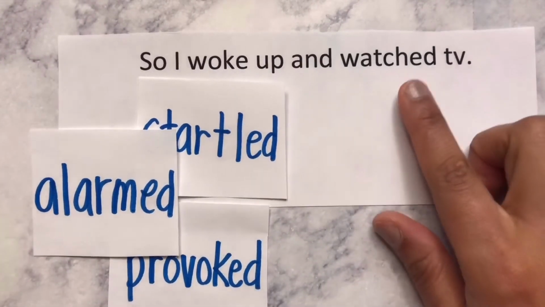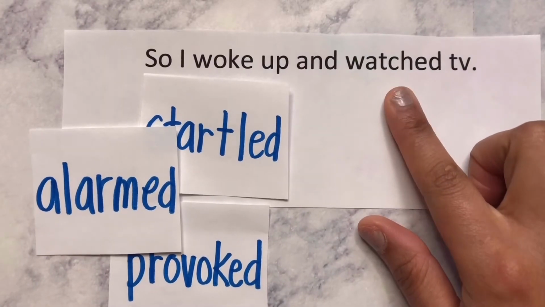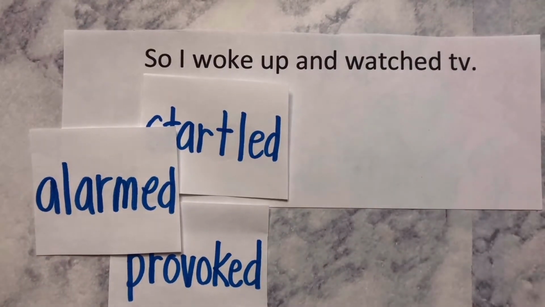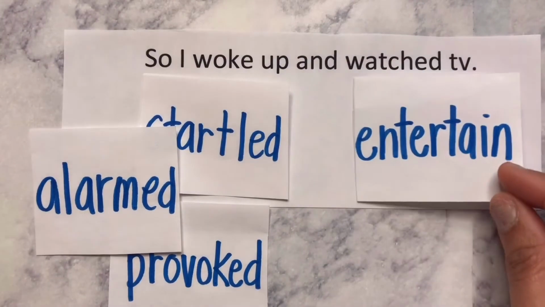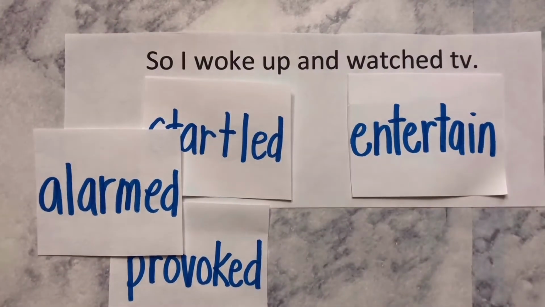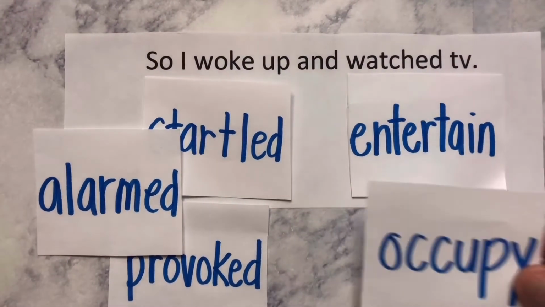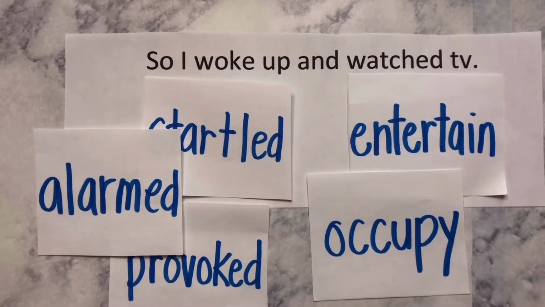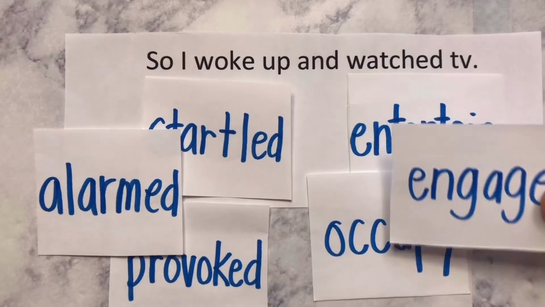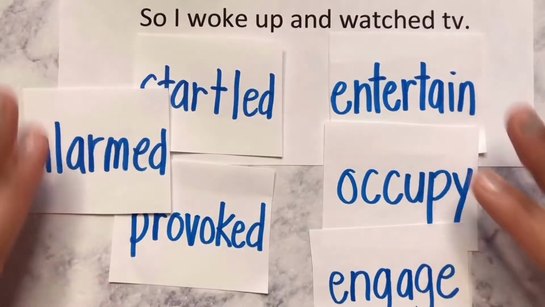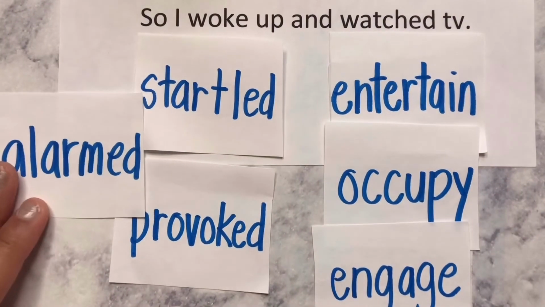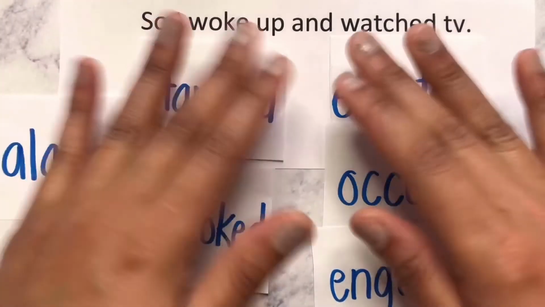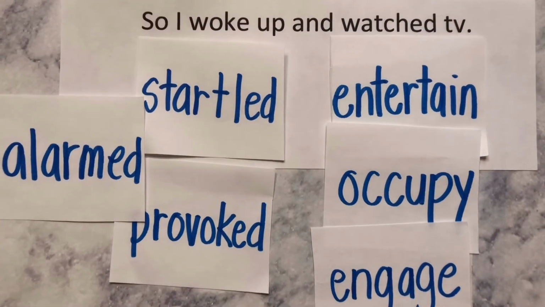I can also change watched. I can say I entertained myself watching TV. I went to occupy myself in front of the TV. Or I engaged. These are all words that would enhance your writing and not have commonly used words as simple. Make it more interesting.